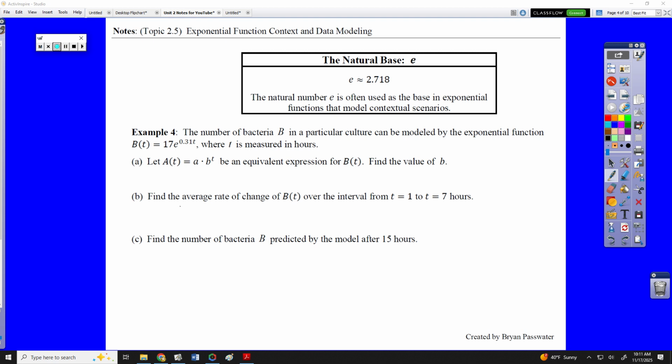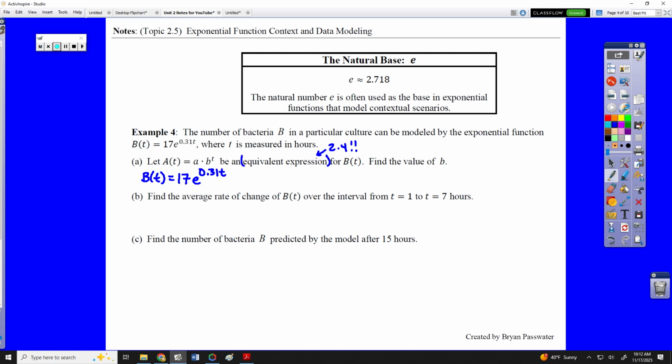Part A: Let A of t equal a times b to the t be an equivalent expression for B of t. As soon as we see those words, equivalent expression, we should be thinking, oh, Topic 2.4. Find the value of b. So what we do is take my B of t, which is 17 e to the 0.31 t, and I want that to match the model above.